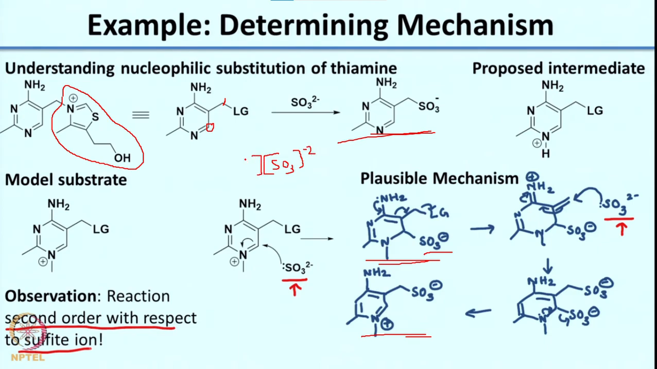And with respect to the substrate, I am writing here R, it is first order only, because only one single concentration is participating in the reaction. And sorry, here I have written a sign which will not be there, sorry for the mistake. Okay. So this is the order of the reaction. So 2 plus 1 will become 3. So this is a third order reaction, not first order, not second order, it's a third order reaction. Okay.